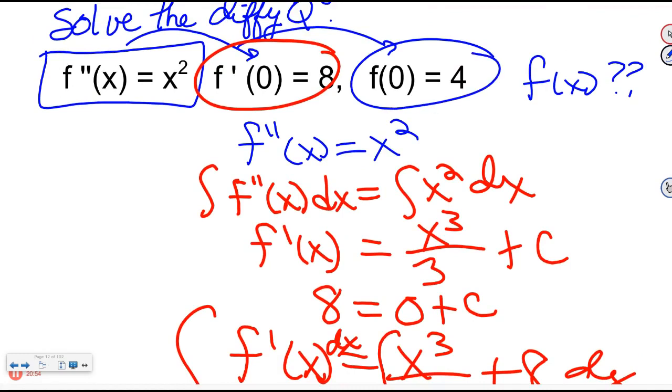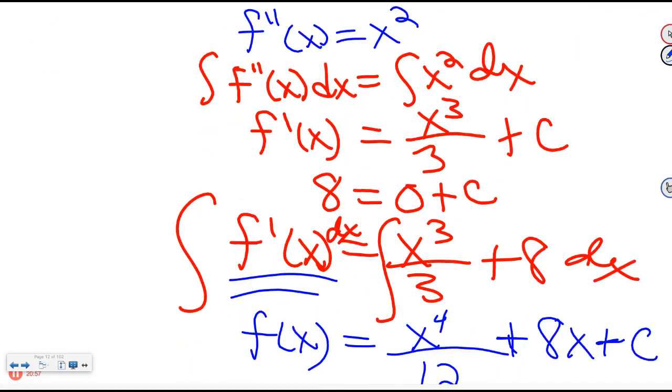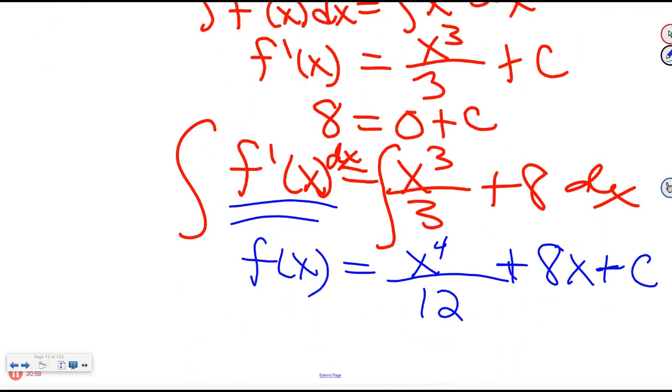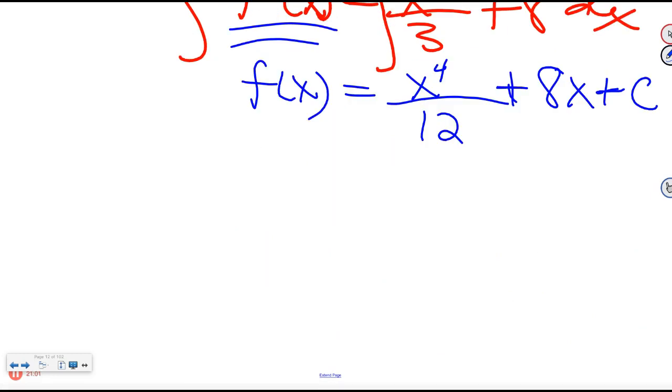I go hop on the specific curve, right? Some books will call it a particular solution, but I need to get a 4 out when I put a 0 in. So I don't need to show the work for that, right? What does C have to be? 4. So here is my answer.